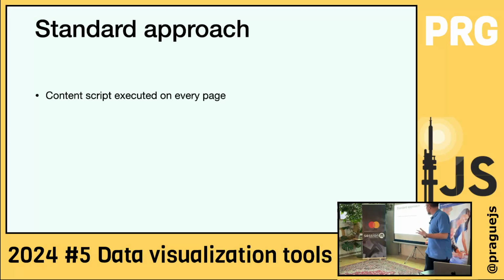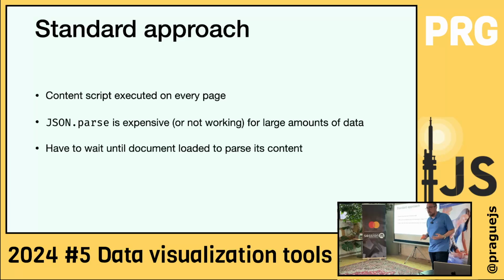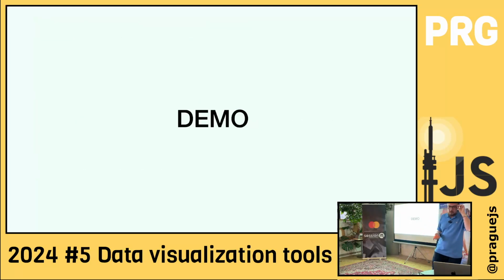First, the content script is executed on every page. If it's heavy, we add some overhead to our pages. JSON parse is expensive, and it doesn't even work in some cases for large amounts of data. We have to wait until the document is loaded to parse its content, because without the content we can't parse the JSON, and that makes the browser unresponsive. So while we're waiting for loading, and then parsing, that's really ugly.